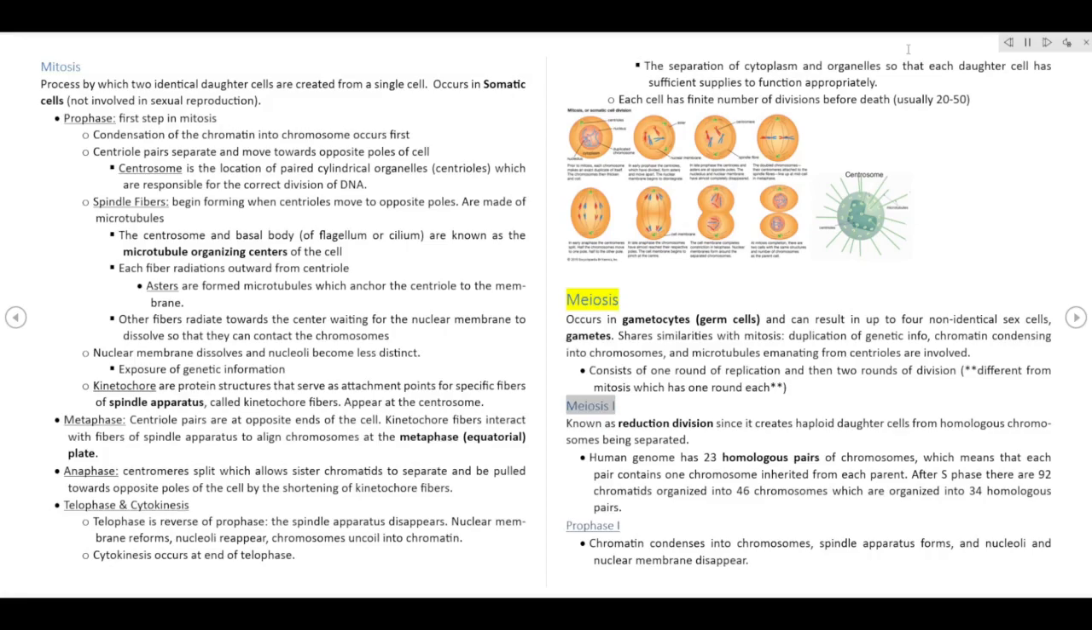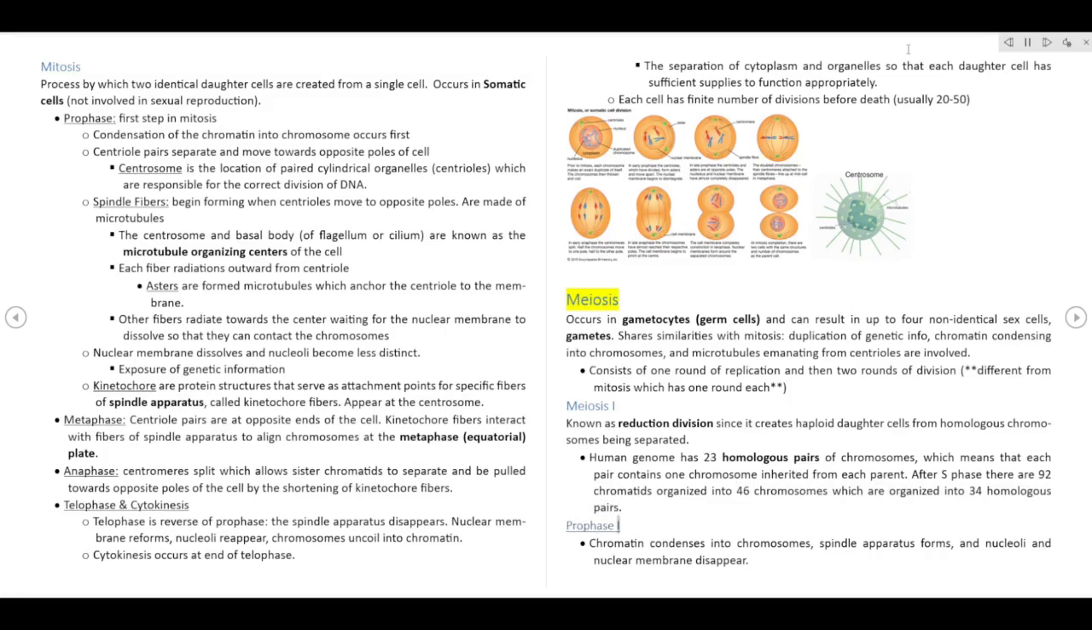Meiosis I is known as reduction division since it creates haploid daughter cells from homologous chromosomes being separated. The human genome has 23 homologous pairs of chromosomes, which means that each pair contains one chromosome inherited from each parent. After S phase, there are 92 chromatids organized into 46 chromosomes, which are organized into 23 homologous pairs.